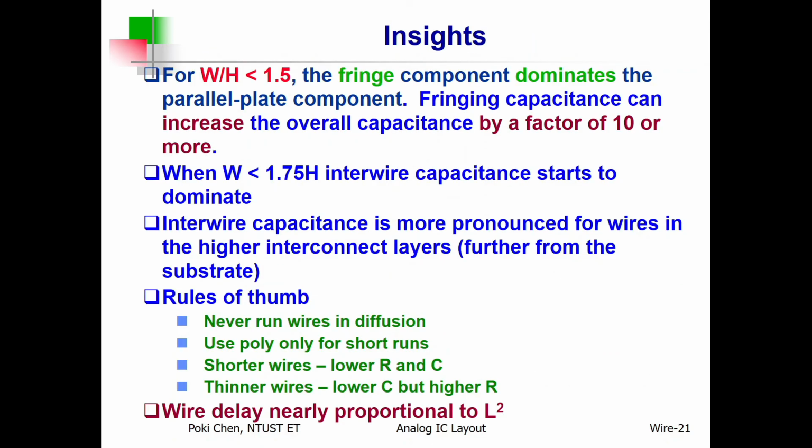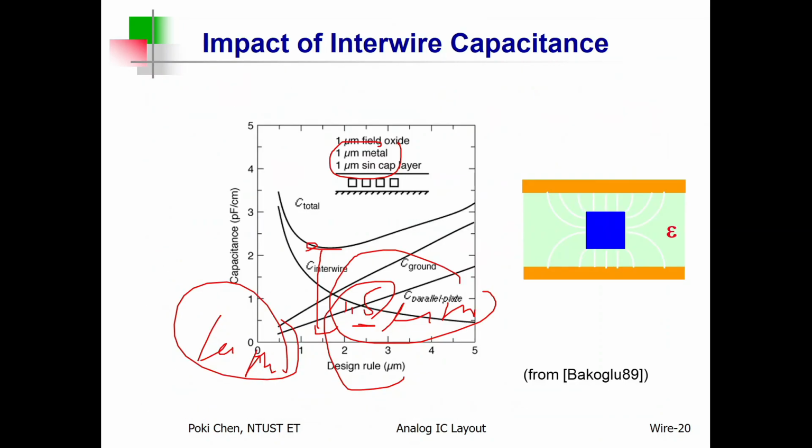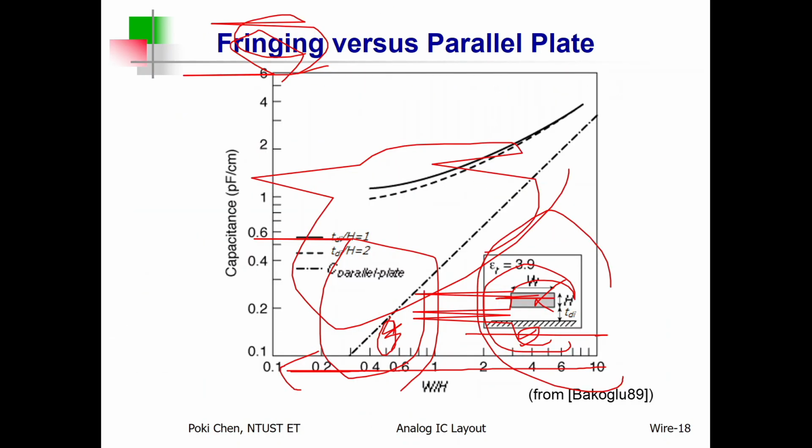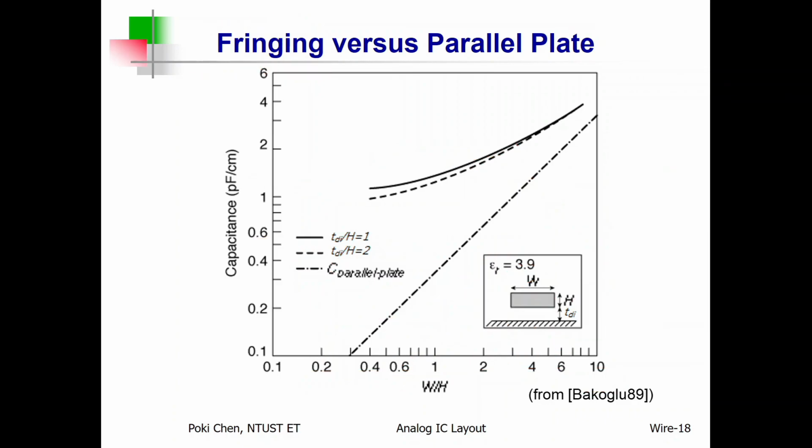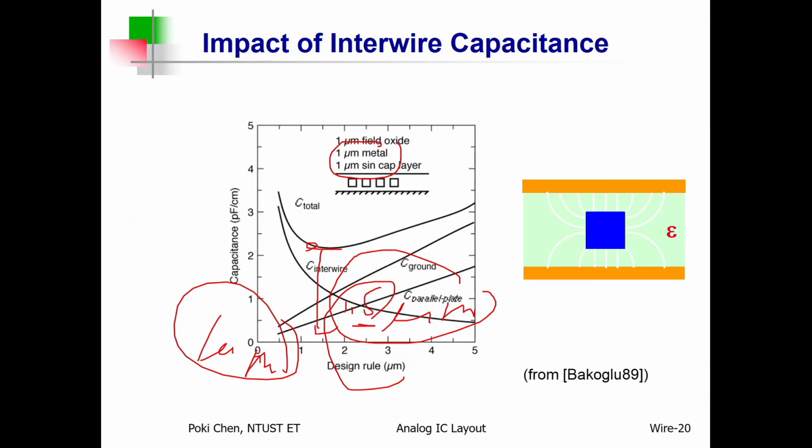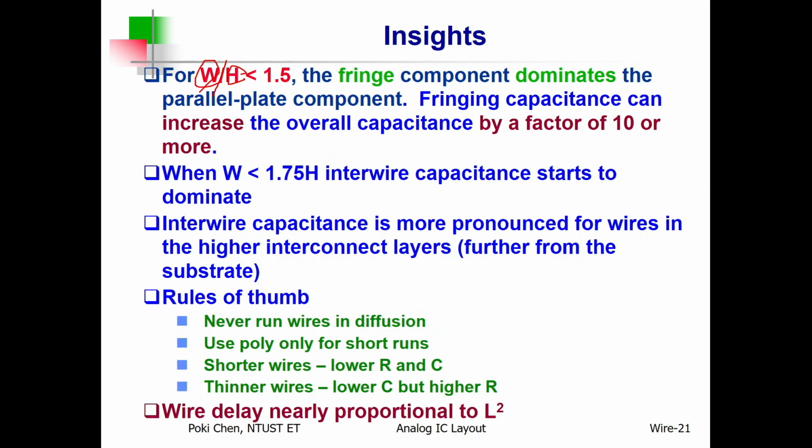Let's go further. As I mentioned, when the width of the metal line over the thickness of the metal line, H, where is H? Here. The width of the metal line over the thickness is less than 1.5, fringing field dominates this region. I emphasize again and again, humankind still has not reduced the thickness of the metal line too much, even with process evolution. We try our very best to reduce width instead of the thickness.